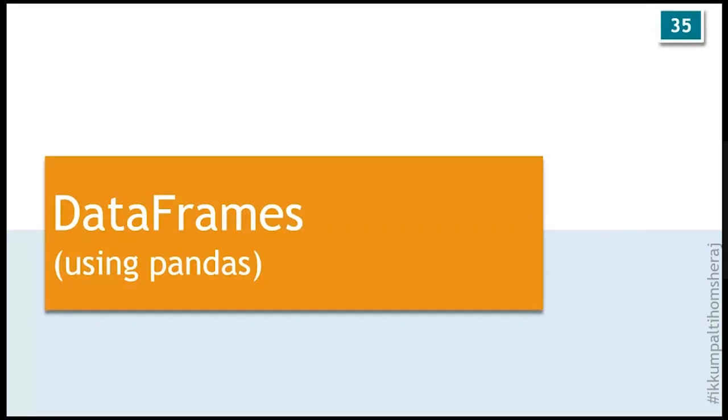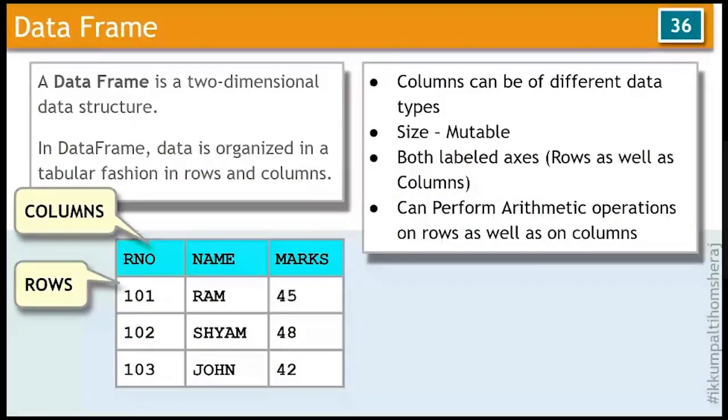Now, after series, the next and most important concept of pandas is data frames, which is basically 2D data. A data frame is a 2-dimensional data structure. In a data frame, data is organized in a tabular fashion in rows and columns. Columns can be of different data types. The size of your data frame can be mutable, that means it can change at runtime. It has labeled axes, that means your rows can be named by us and your column indexes can be named by us. So it is completely in our control what column headings and row headings we specify.